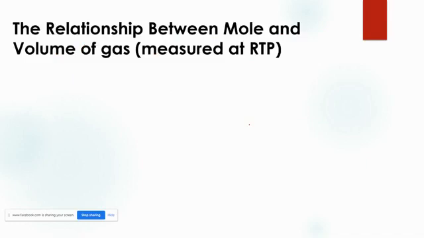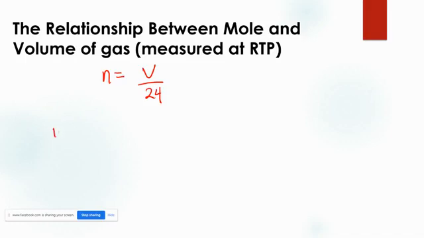Let's continue. The relationship between mole and volume of gas measured at RTP, or room temperature and pressure. We can find the volume of gas from the number of moles and vice versa using this equation. Moles equal to volume of gas measured at RTP divided by 24. 24 is a constant, and in this case the volume of gas must be in cubic decimeter or liter. The volume of gas is measured at RTP, room temperature and pressure, at 25 Celsius degree and 1 atmosphere.